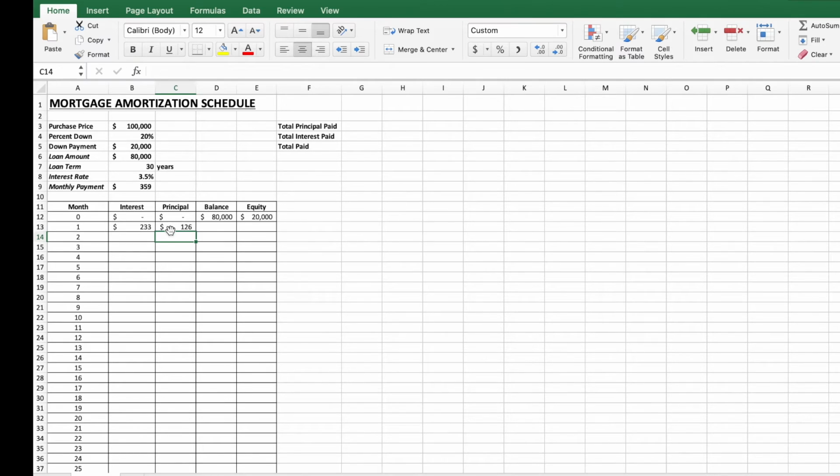went towards your principal. Now your balance is always going to be the balance from the previous month minus whatever you paid towards your principal for that month. So in this case, you paid $126 towards your principal, so your balance is decreased slightly. Again, your equity is always going to be equal to your purchase price minus the balance that you have on your loan.